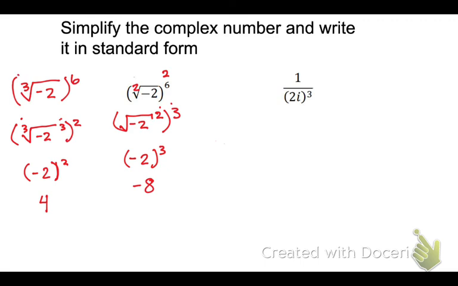Okay, so I have 1 over 2i cubed. So I have 1 over what? Steps first. 1 over 8, i cubed. Then what is i cubed? Negative i. So this is negative i. So I get 1 over negative 8i. Can I leave the i in the denominator?